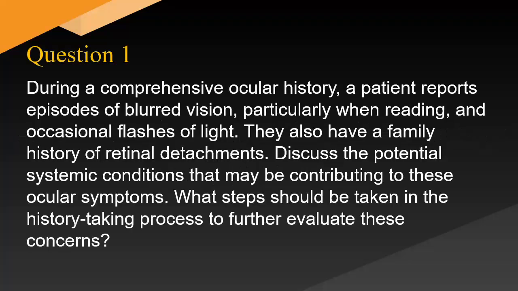During a comprehensive ocular history, a patient reports episodes of blurred vision, particularly when reading, and occasional flashes of light. They also have a family history of retinal detachments. Discuss the potential systemic conditions that may be contributing to these ocular symptoms. What steps should be taken in the history-taking process to further evaluate these concerns?